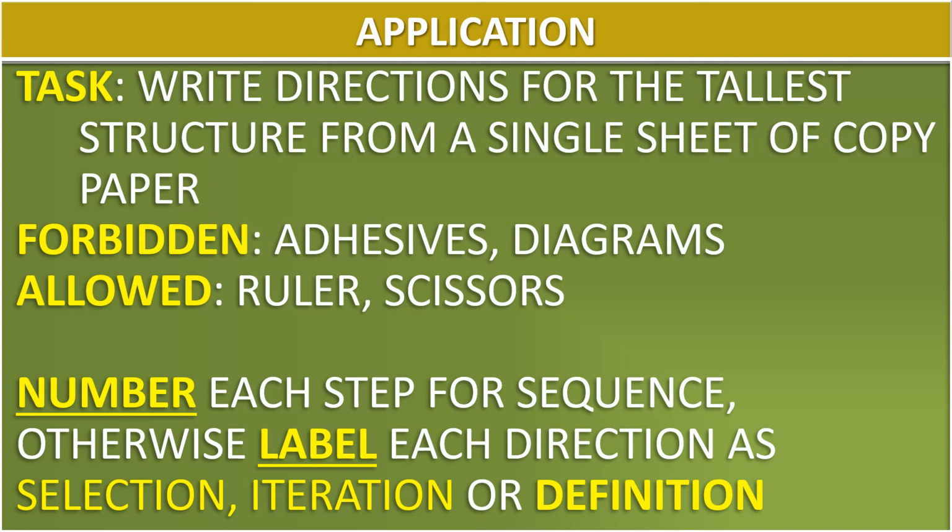What I want you to do, and each of you has a Google Doc in the Google Classroom, is write your instructions. I want you to number each step, and that numbering will then take care of the sequence, which means when you give it to another person, they're going to do step 1, then step 2, then step 3, then step 4 as you number them. But otherwise, I want you to label each direction in terms of which type of direction it is. So if it's a selection direction, I want you to say, okay, this is a selection structure, or this is an iteration structure, or this is a definition.